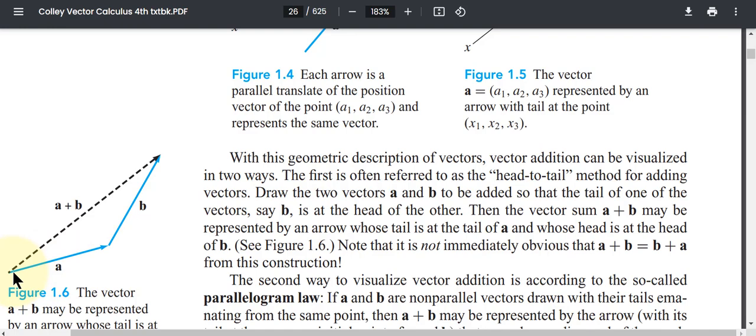Doesn't even have to be at the origin. And then we're allowed to move the other one around, B, anywhere. So what we're going to do is move it to here, where the tail is here, and then the tip will be somewhere, in this case here. And so what will the result be? Well, it turns out that it's going to be the vector that's drawn from here to here.